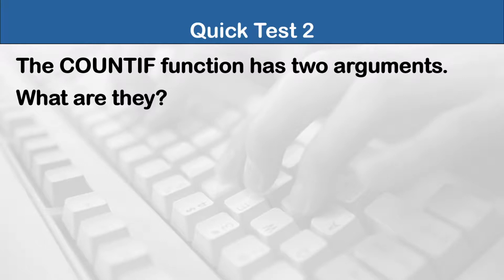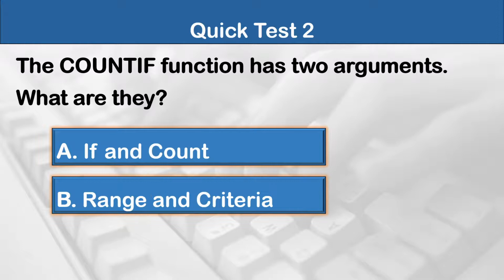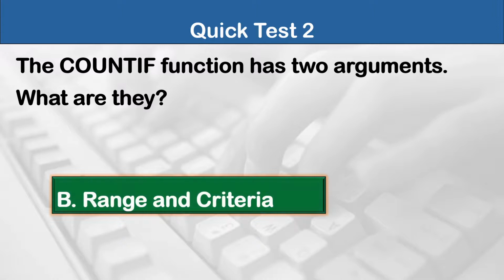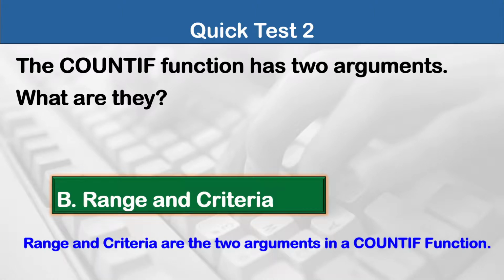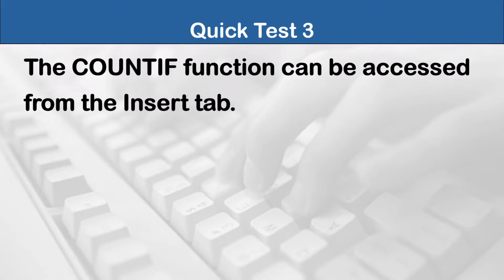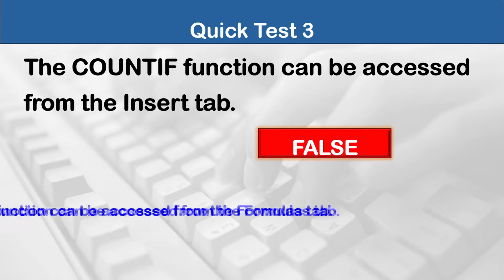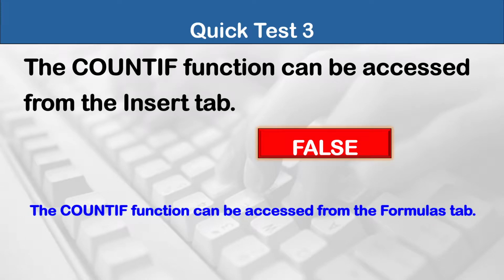Number 2. The Countif function has 2 arguments. What are they? A, B, or C? The answer is B. Range and criteria are the 2 arguments in a Countif function. Number 3. The Countif function can be accessed from the Insert tab. Is it true or false? The answer is false, as the Countif function can be accessed from the Formula tab.